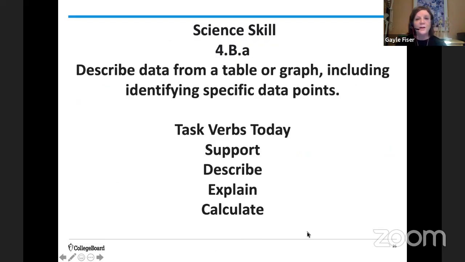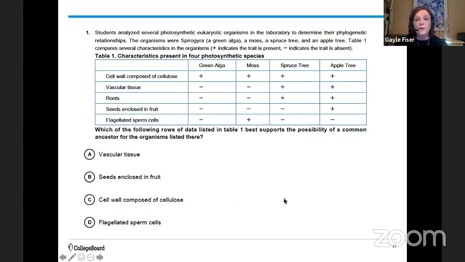All right, so we just went out of content, and now we're going into our science skill. So we're going to describe data from a table or graph, including identifying specific data points, and some task verbs that we're going to use today: support, describe, explain, calculate. There are a couple more. There are many in what I'm about to talk about. All right, so here's another table that I wanted to familiarize you with.